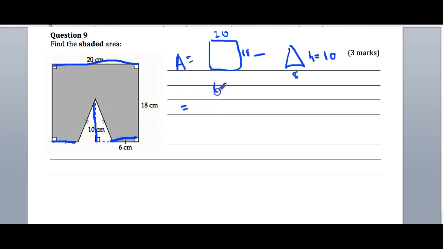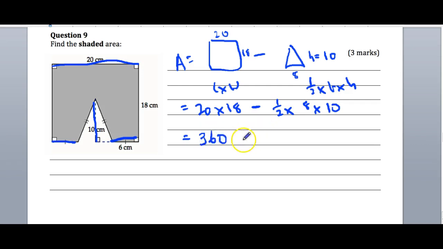Okay, so this is length times width, and the triangles are half times base times height. So we're going to have 20 times 18. You're going to be testing my ability to do that in my head in a second. Okay, so 20 times 18. Now I would do 10 times 18 and then multiply it by 2. So 10 times 18 is 180. Then 180 times 2 is 360. And then we've got half times 8 is 4. 4 times 10 is 40. So we're going to get 320 centimetres squared.